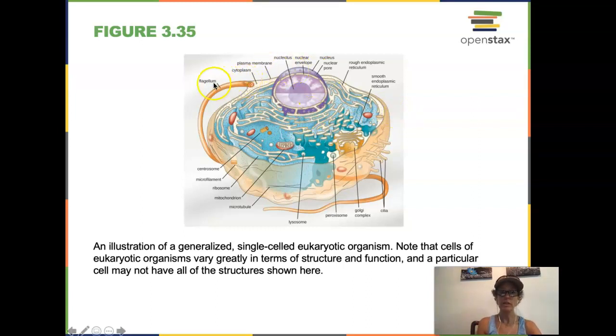This eukaryotic cell is shown with a flagellum. There are lots of protists that have flagella, and reproductive cells often have flagella. So human sperm would be a eukaryotic cell that has a flagellum.